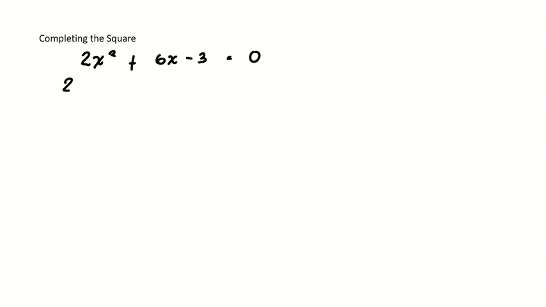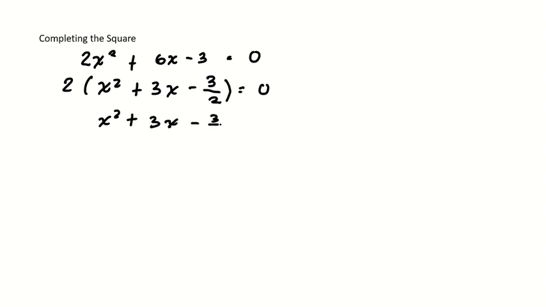So we have to bring 2 here outside. So we have 2x squared divided by 2 is x squared. 6x divided by 2 is 3x. Again, we have to consider always the sign. Negative 3 divided by 2 is negative 3 over 2. Equate that to 0. Okay? And if 2 times something equals 0, this something here must be equal to 0. So we can say x squared plus 3x minus 3 over 2 is 0.